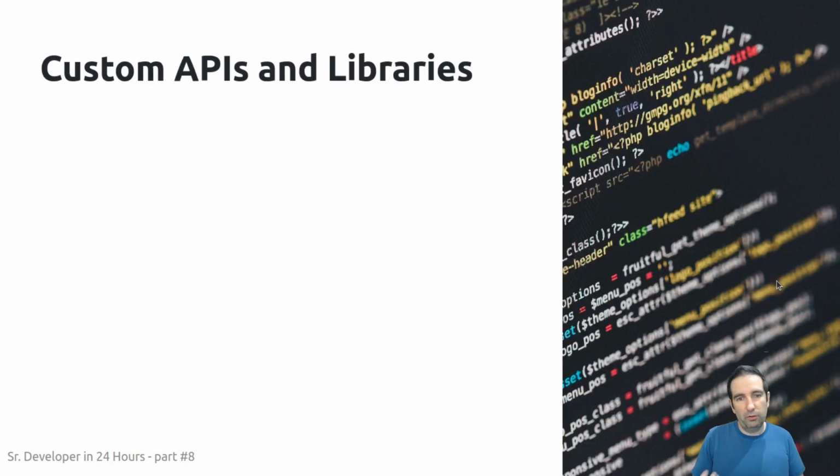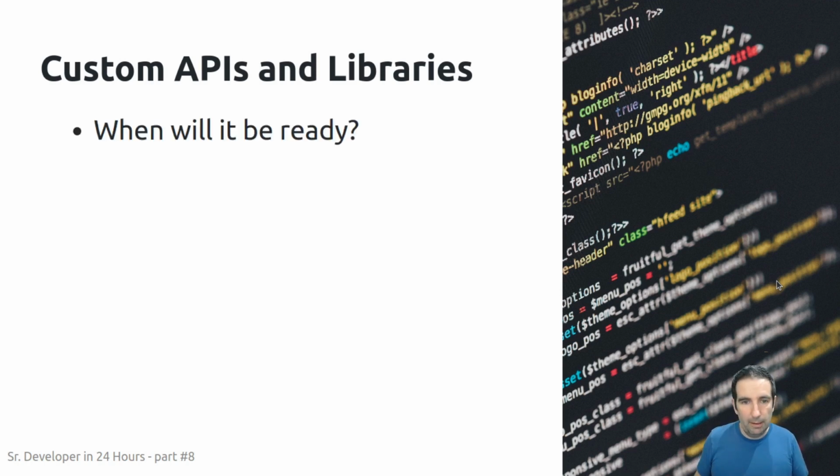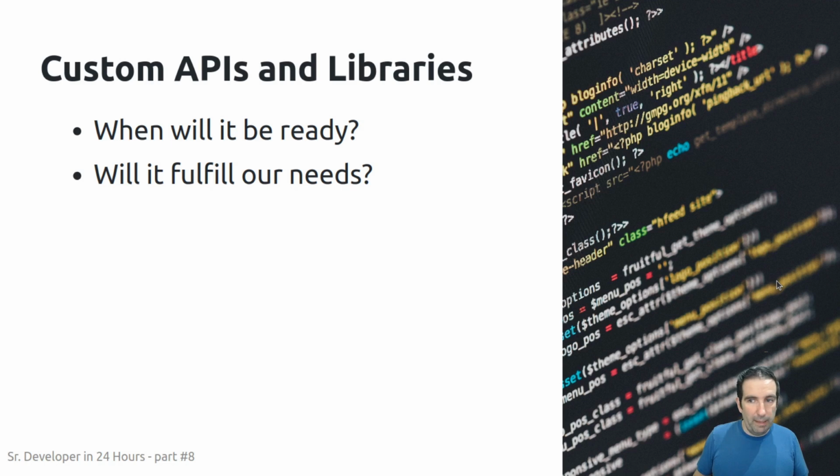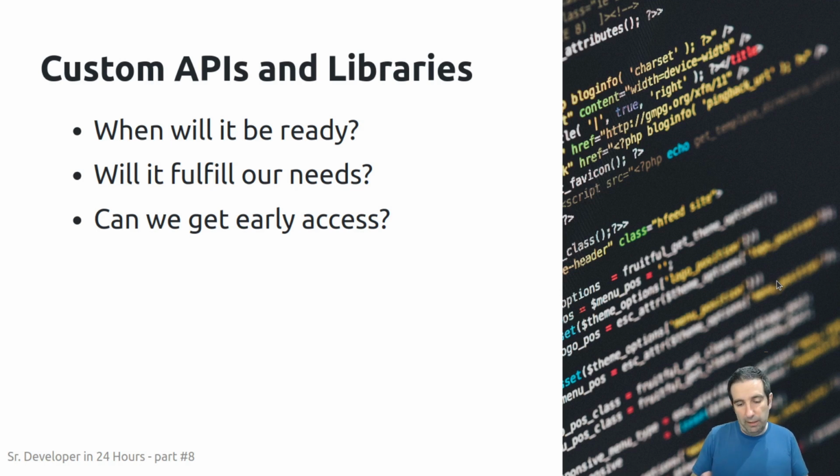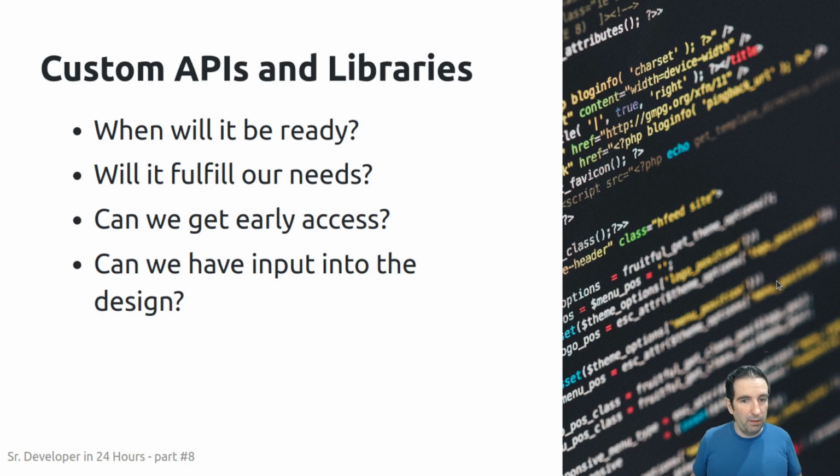If we're talking about custom APIs or custom libraries that are getting developed by partner teams, again, we need to ask ourselves some of the same questions. When will it be ready? Will it fulfill the needs that we have? Can we get early access to see how things are going, to try to start integrating things, to see how far along they are in being able to meet our requirements? Can we have some input into the design? That is another good question that we should ask to make sure that, again, we avoid as much as possible misaligned expectations.